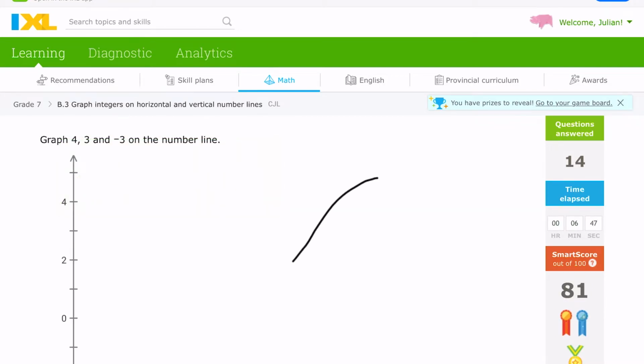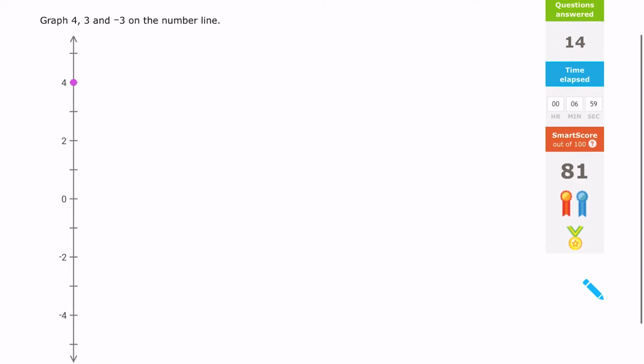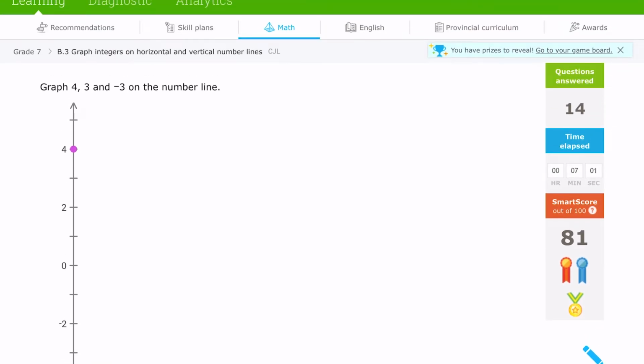Now for our third and final question. We need to plot 4, 3, and negative 3. So 4, immediately you can put, and negative 3 is not on there, and so it's 3. So now let's find 3 and negative 3. From 2 to 4, we have a difference of 2, and then we divide by 2 since 2 intervals between, and we get 1 per.